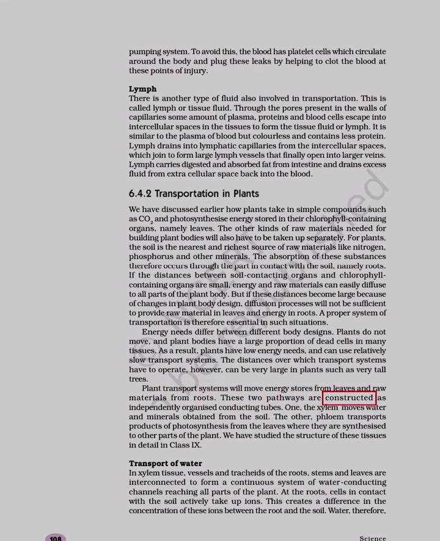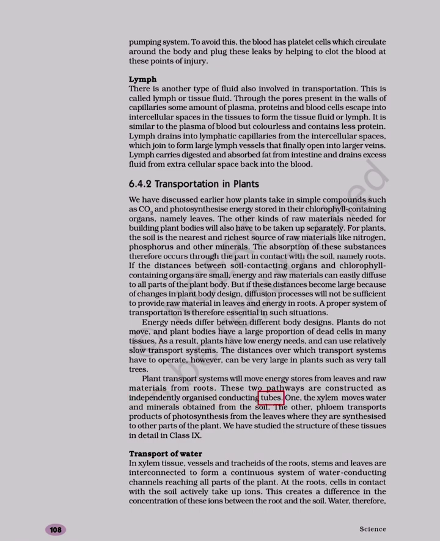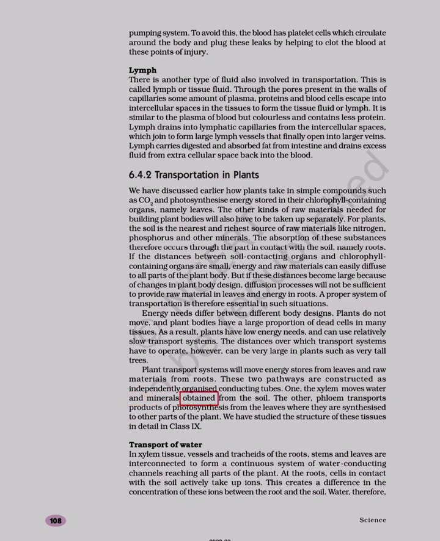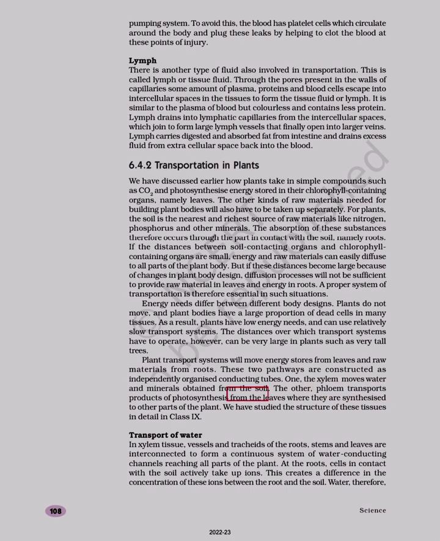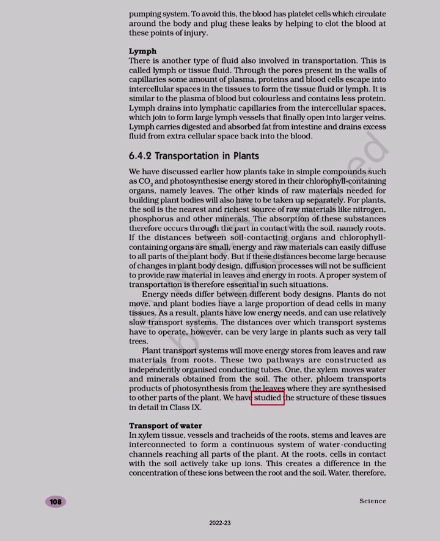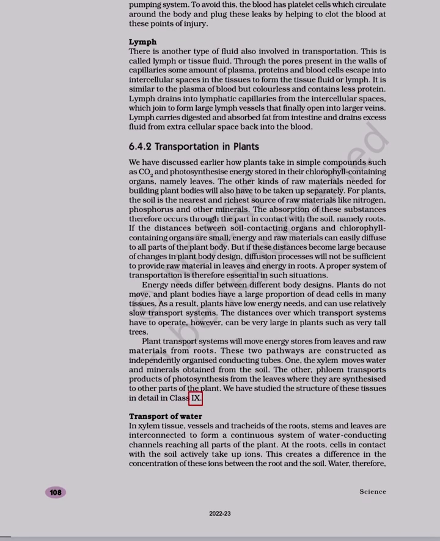These two pathways are constructed as independently organized conducting tubes. The xylem moves water and minerals obtained from the soil. The other, phloem, transports products of photosynthesis from the leaves where they are synthesized to other parts of the plant. We have studied the structure of these tissues in detail in class 9.